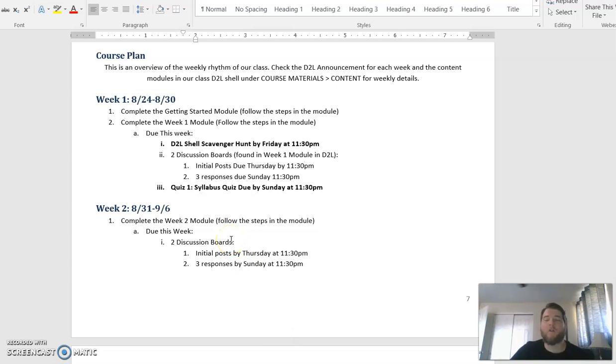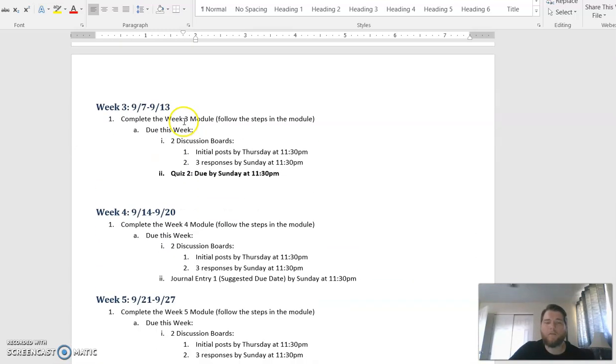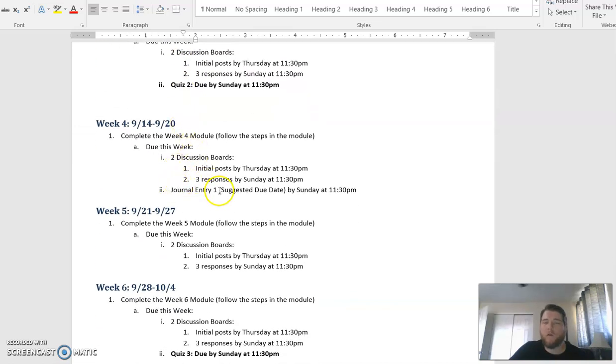If you're like, oh my gosh, don't leave this up to me to figure out when to turn these in, I've given you suggested due dates. So if you come down to week 4, you'll see here, journal entry 1's suggested due date is the end of week 4 at 11:30 p.m. And I've done that throughout our course schedule so that you can say, okay, how do I pace this? Here's a way.